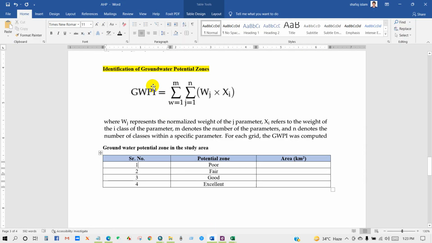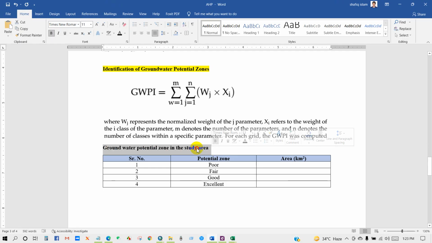You can see over here the identification of groundwater potential zones equation. The calculation will be based on this equation, where Wj represents the normalized weight of the j parameter. Xi refers to the weight of the i class of the parameter. M denotes the number of the parameters, and N denotes the number of classes within a specific parameter.